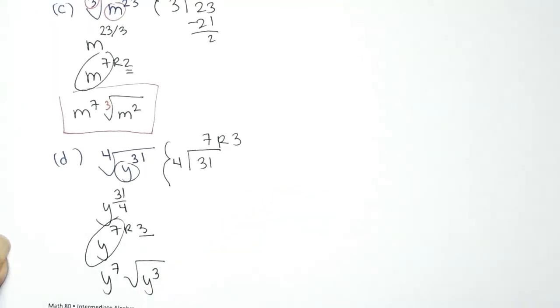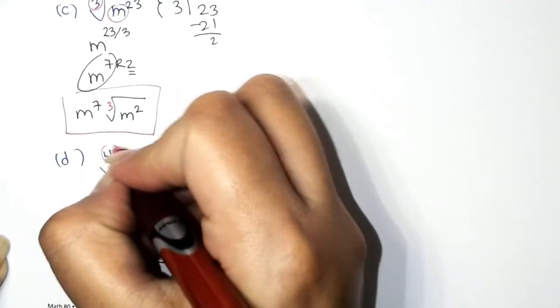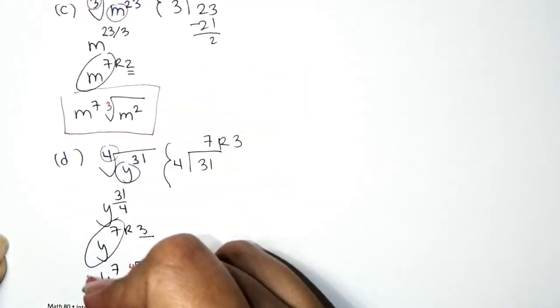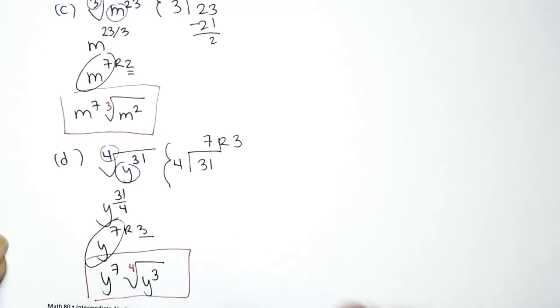And then what was that index? Index is 4. So make sure that you bring down the 4. Because we're not going to go from 4th root to square root just for fun, unless we can simplify it to that.